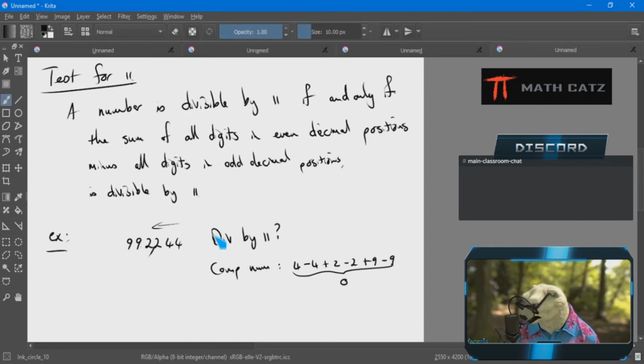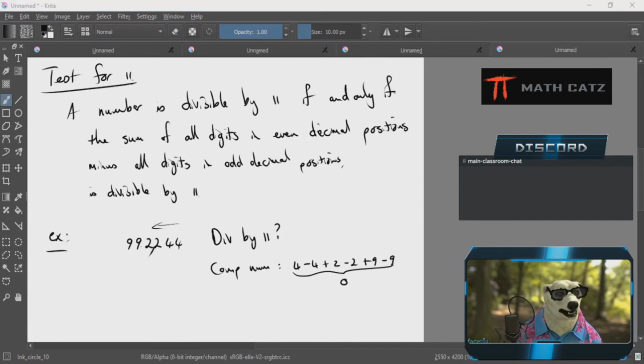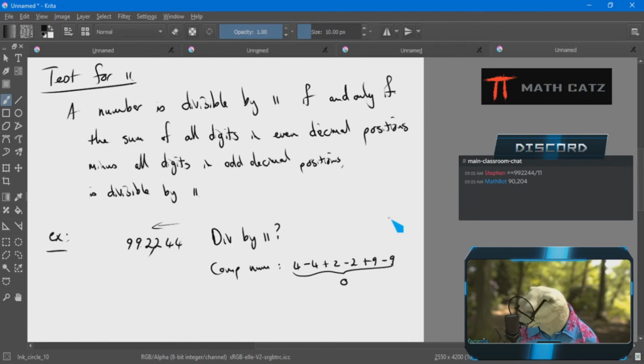Is this number divisible by 11? Well, let's sort of cheat a little bit. Let's cheat for a second and use my calculator to divide this number. 992244 divided by 11. It is divisible by 11. So 11 does divide into 992,244. So when I have a comparison number of 0, the answer is actually a yes, because 11 divides into 0.